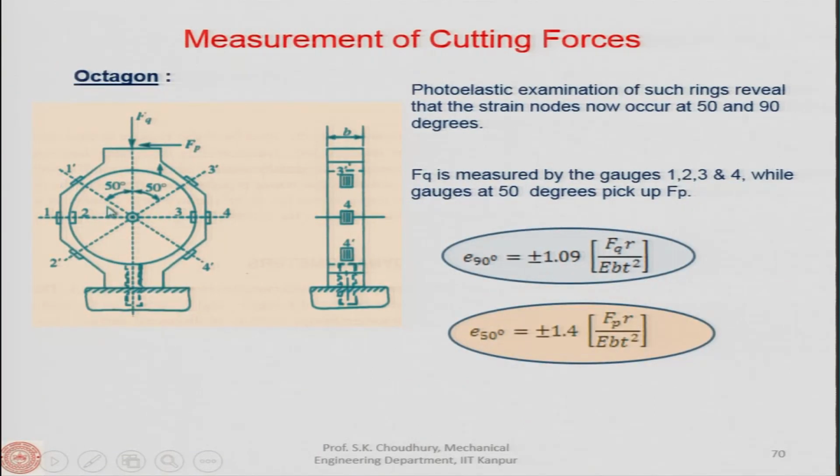And for 50 degree, that is 1 prime, 2 prime, 3 prime and 4 prime, the strain measured by the Wheatstone bridge comprising 1 prime, 2 prime, 3 prime and 4 prime will have a formula like this, and from this formula you can find out the value of FP, because 1 prime, 2 prime, 3 prime and 4 prime will sense the force FP. This is the axial force, or the tangential force.